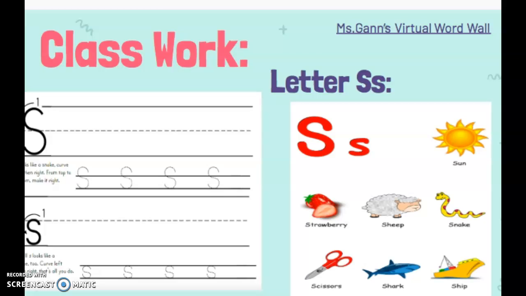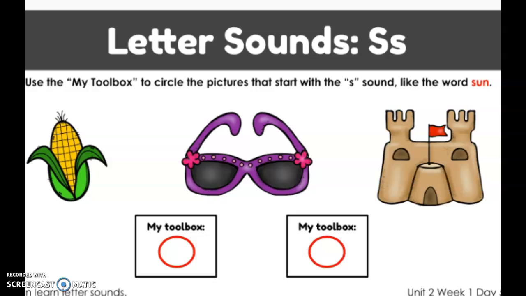All right, our next activity, we are going to do thumbs up, thumbs down for the things that start with the letter S sound, like in the word sun. So our first picture is the picture of corn. Thumbs up, thumbs down. Corn. So nope, that doesn't start with the letter S, but then we have sunglasses, and sunglasses does. The next one is sandcastle. S makes that sound like a snake.